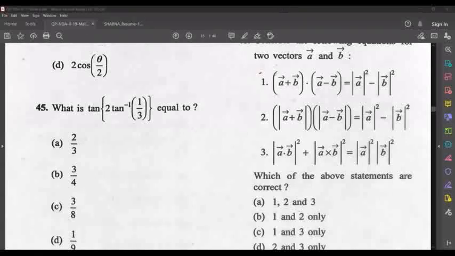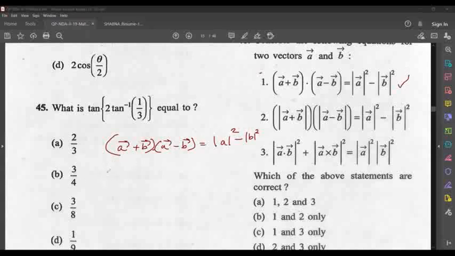Okay, so now listen. Let's see the first equation. A plus b dot a minus b. What is that? That is a square minus b square, the magnitude of a squared minus the magnitude of b squared. So the first equation is correct.